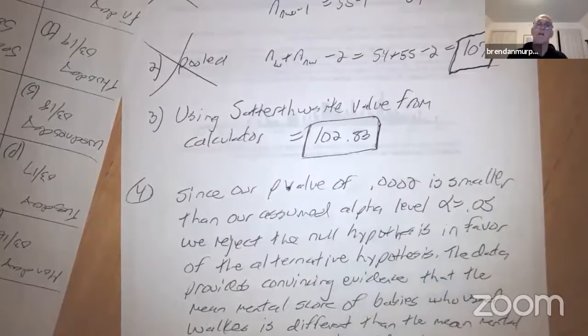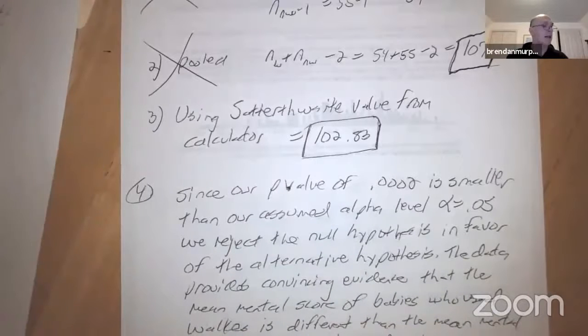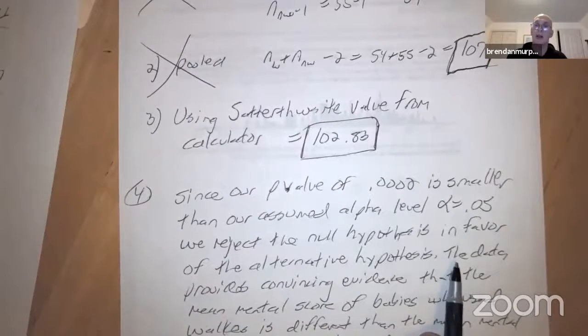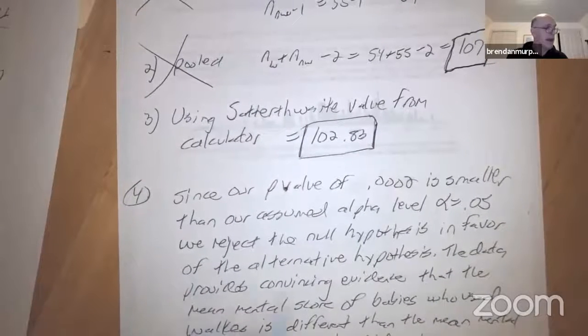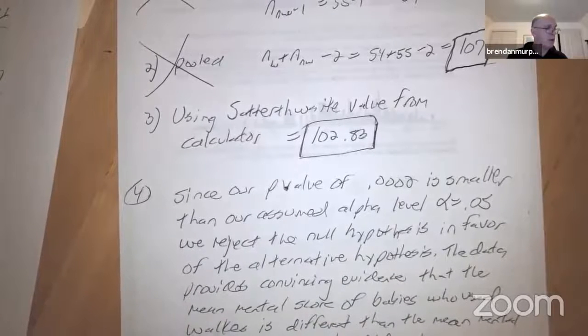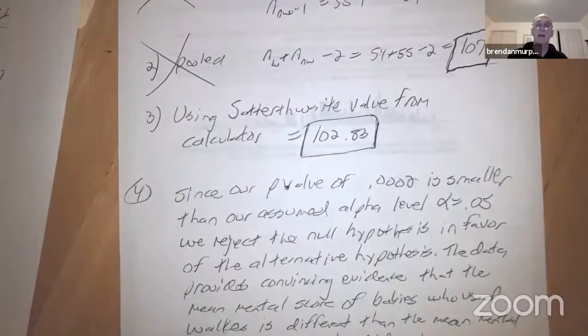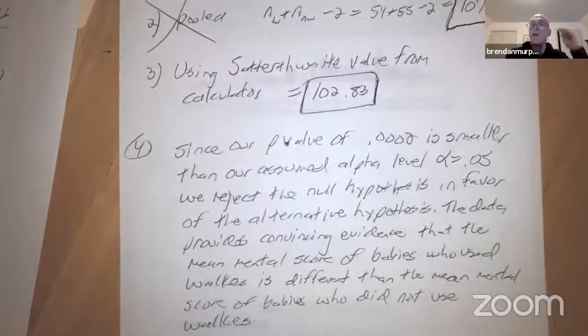That's a good first sentence, but it has no context. It's not related to our problem at all. So here's my conclusion in context. The data provides convincing evidence that the mean mental score of babies who use walkers is different than the mean mental skill of babies who did not use walkers. And that's really what we were trying to figure out at the beginning of the problem.